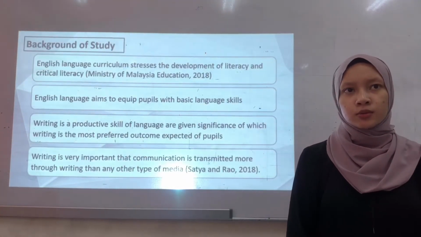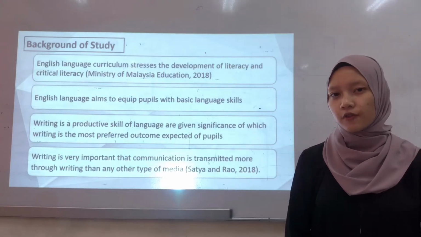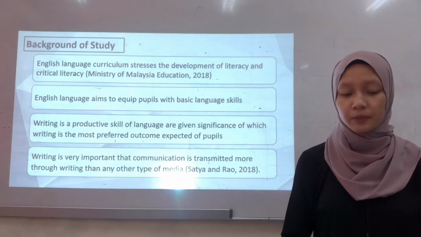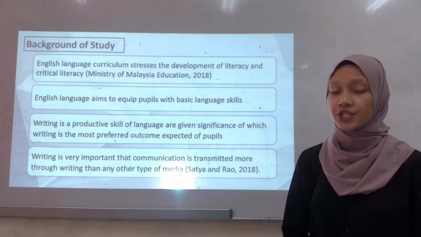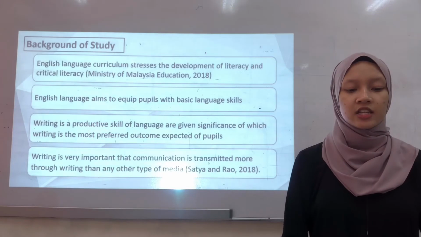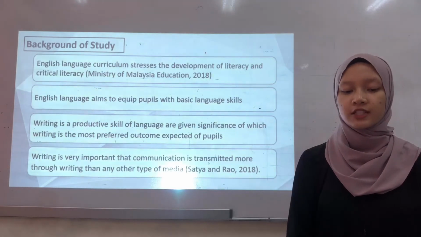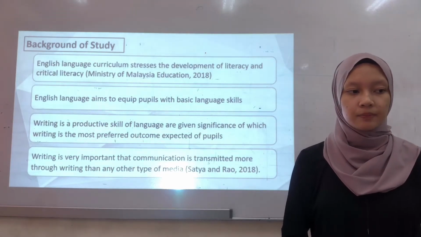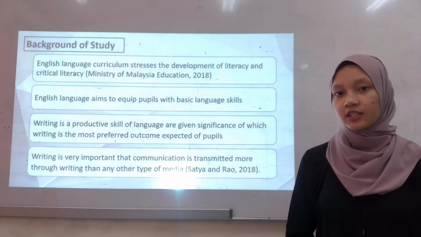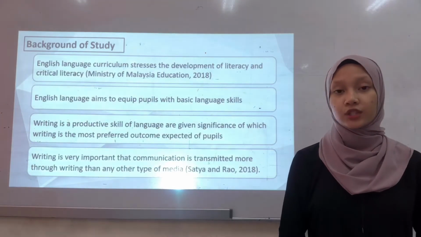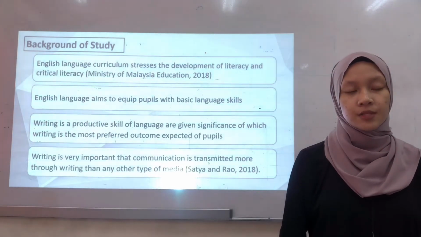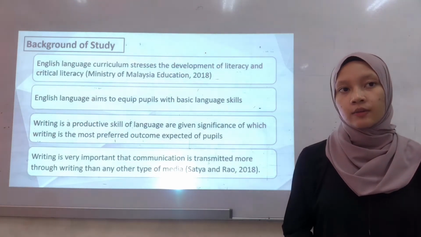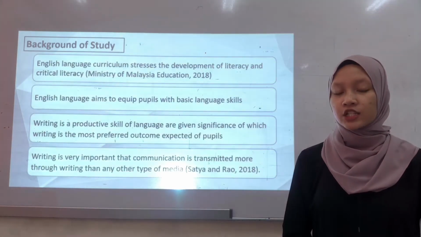As we all know, language is our primary source of communication, where we can share our thoughts and ideas with other people. According to the Ministry of Education Malaysia 2018, the English language curriculum stresses the development of literacy and critical literacy, whereby the ability to read and write. The Malaysia Education Blueprint 2013-2025 also specifies that every pupil must be independently proficient in the English language.